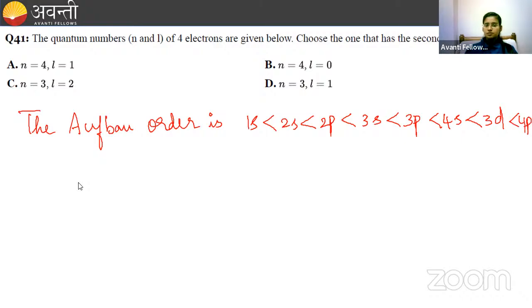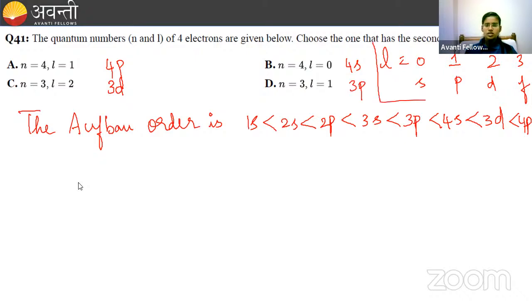So now let's come to the options. So in first option, we have n is equal to 4. So shell number is 4 and l is equal to 1. So l is equal to 0 for s orbital, l is equal to 1 for p orbital, it is equal to 2 for d orbital and 3 for f orbital. And here we have l is equal to 1. So it is p orbital, 4p. And here it is 4s. So here it is 3d and here it is 3p. Okay. These are the orbitals. So we have 4p, 4s, 3d and 3p.